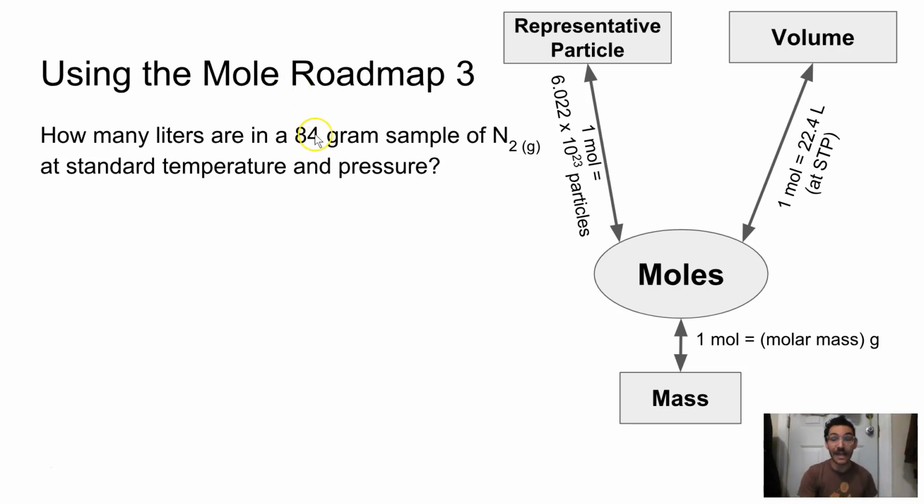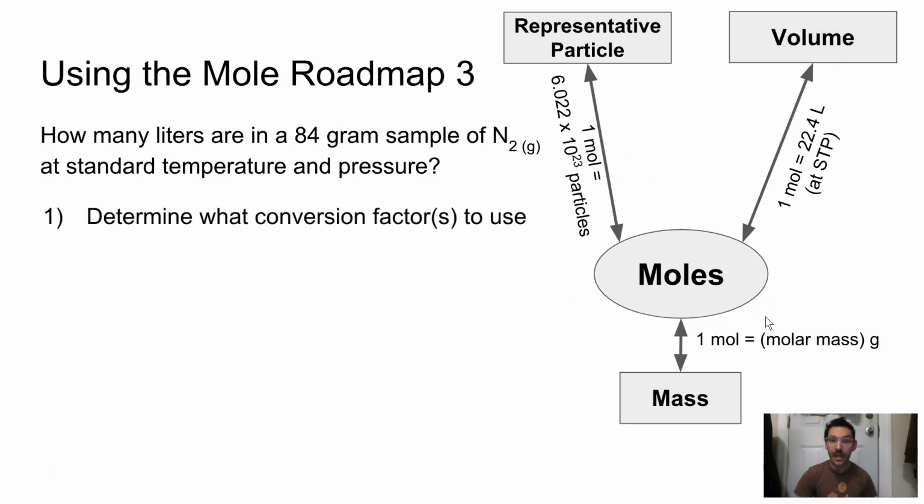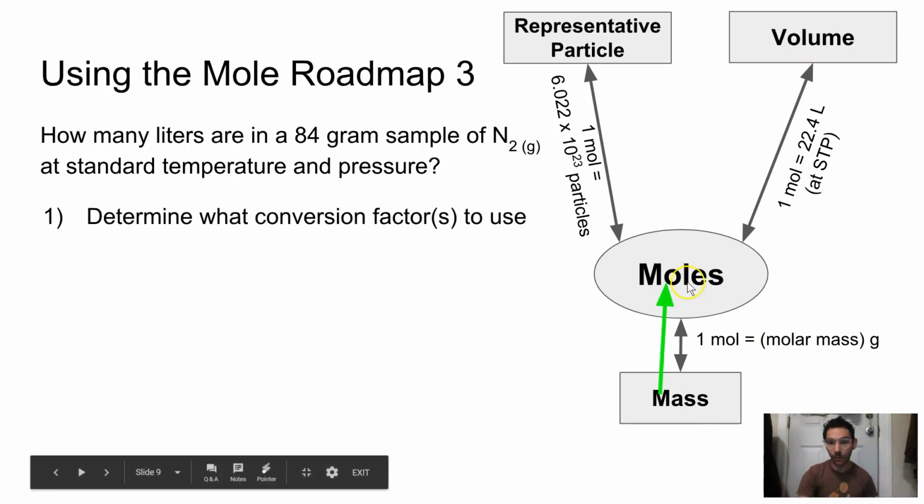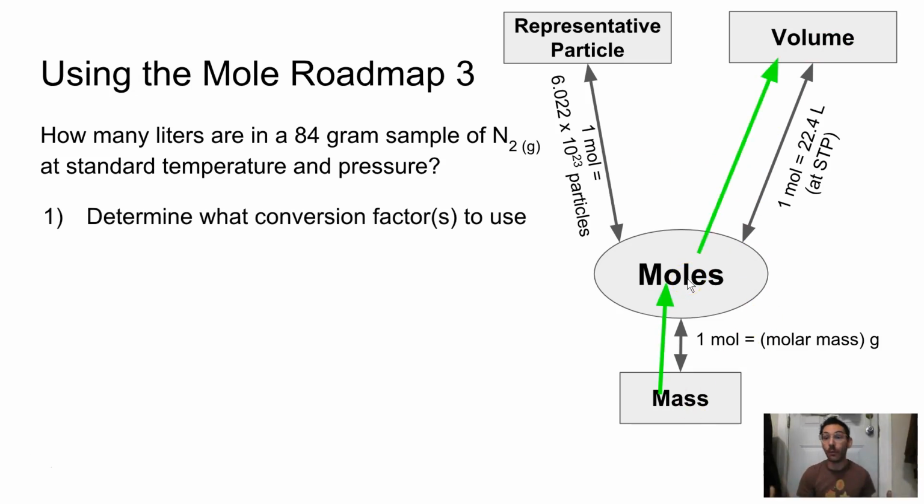We know that there are 84 grams, so we're starting at mass, and we're asked to figure out the volume, or liters. So we're going to first have to do two steps here. We're going to first convert from mass to moles, and then we're going to need to convert from moles to volume. So we're going to need two different conversion factors. We're going to need the molar mass, and we're also going to need 1 mole equals 22.4 liters.